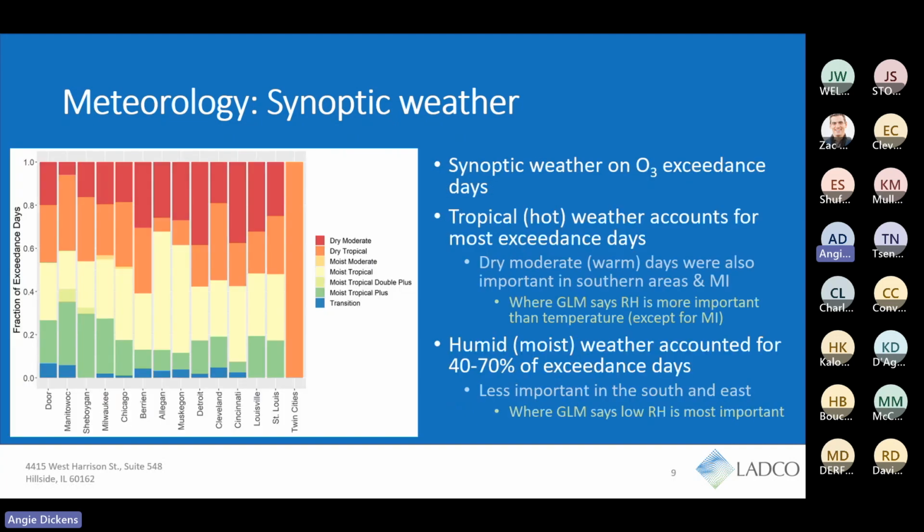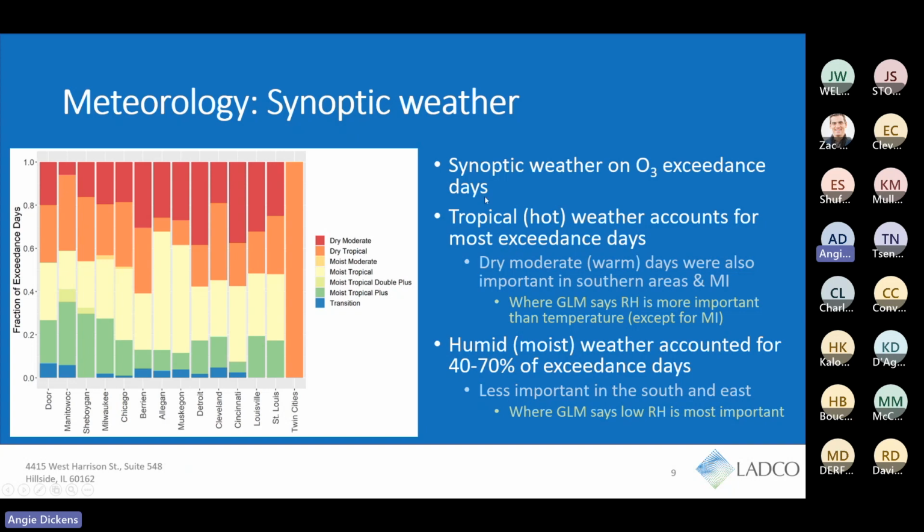There's a classification of synoptic weather patterns that's been developed, and I did this analysis based on the classification put out by some researchers. I should have put the reference here, but the citations are in the report. They classify different days with different kinds of weather patterns, primarily by their humidity. Dry or moist are the two most important for ozone. And then the temperature: moderate is warm temperatures, tropical is hot temperatures.